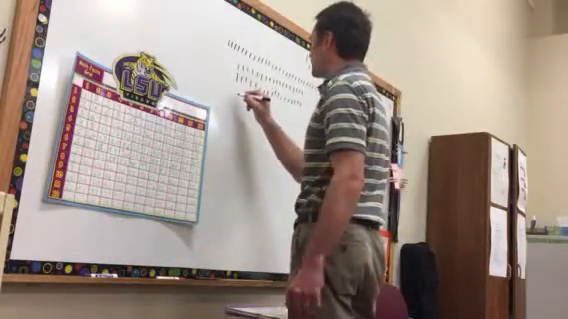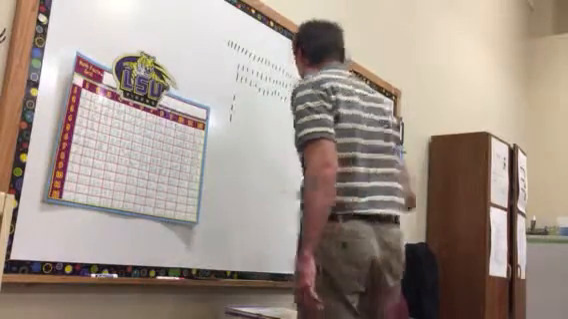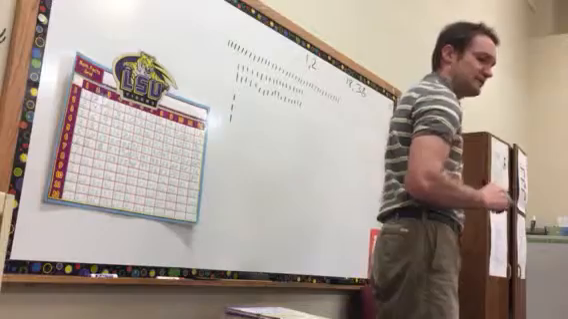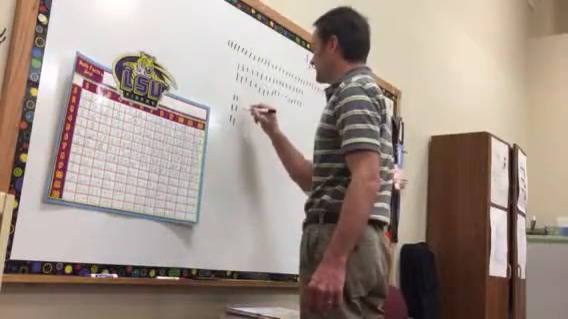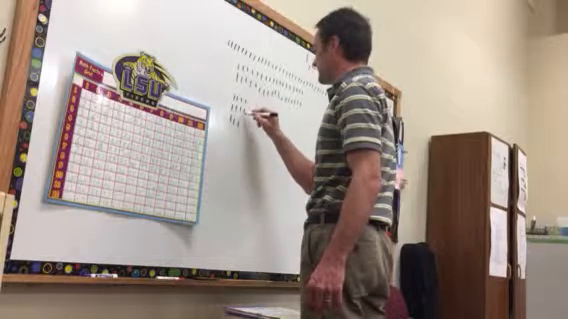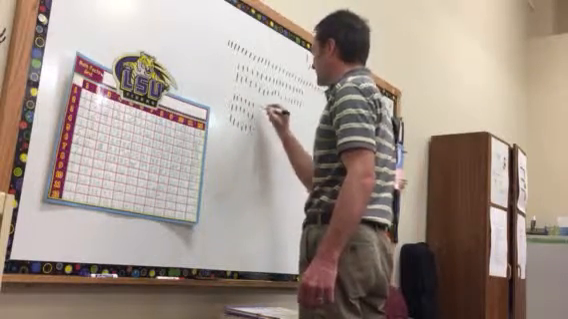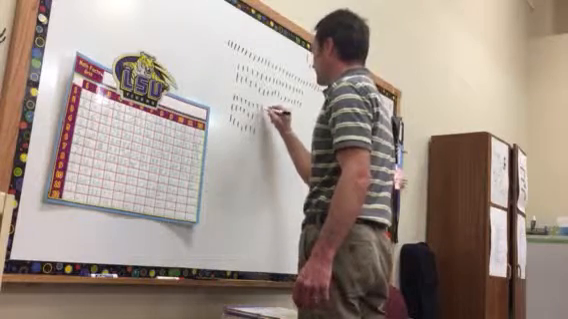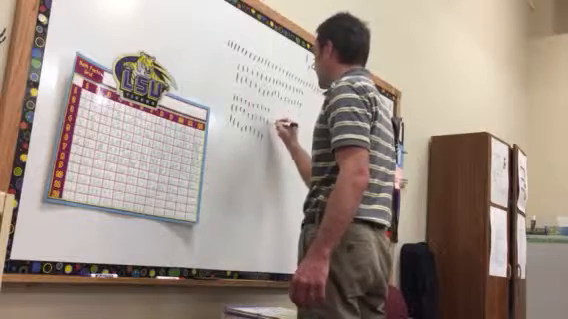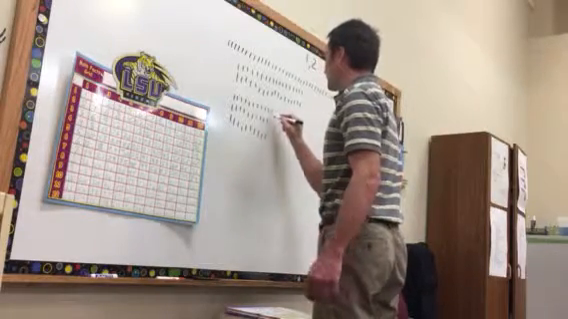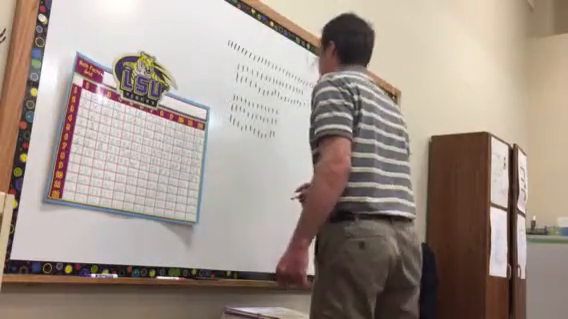Now, since we're doing 3 as a factor, we're going to go 1, 2, 3. Start off that way. And go 4, 5, 6, 7, 8, 9, 10, 11, 12, 13, 14, 15, 16, 17, 18, 19, 20, 21, 22, 23, 24, 25, 26, 27, 28, 29, 30, 31, 32, 33, 34, 35, 36.